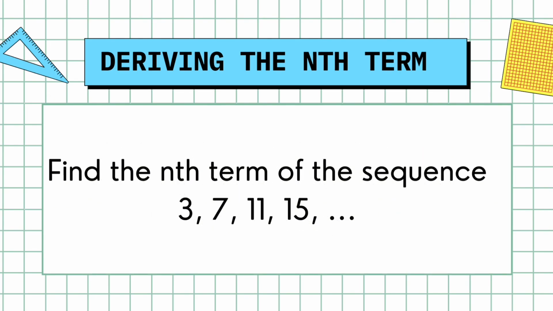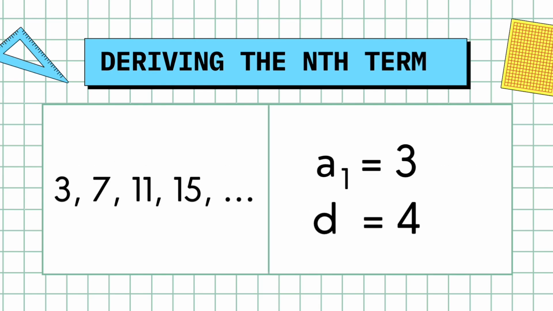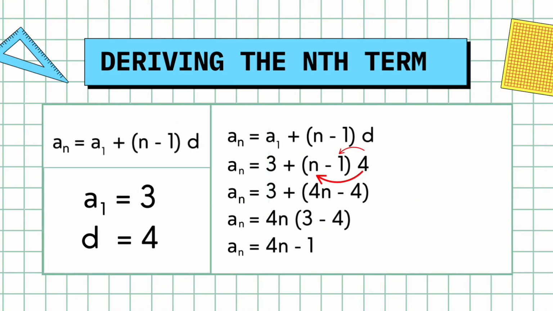For example, find the nth term of the sequence 3, 7, 11, and 15. Remember, n is different from nth term. N, we're looking for a term, but in nth term, we are looking for the formula or the general term. So here our A sub 1 is equal to 3 and our D is equal to 4 since 7 minus 3 is equal to 4 and 11 minus 7 is equal to 4. We basically plug this into the formula for the nth term of an arithmetic sequence. So A sub n is equal to 3 plus the quantity of n minus 1 times 4.